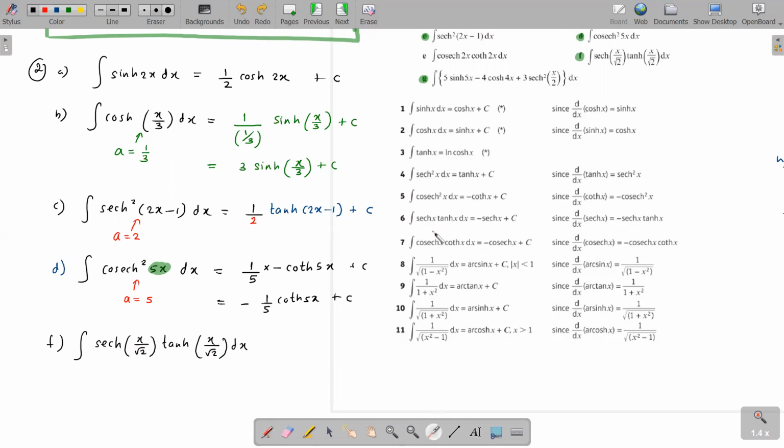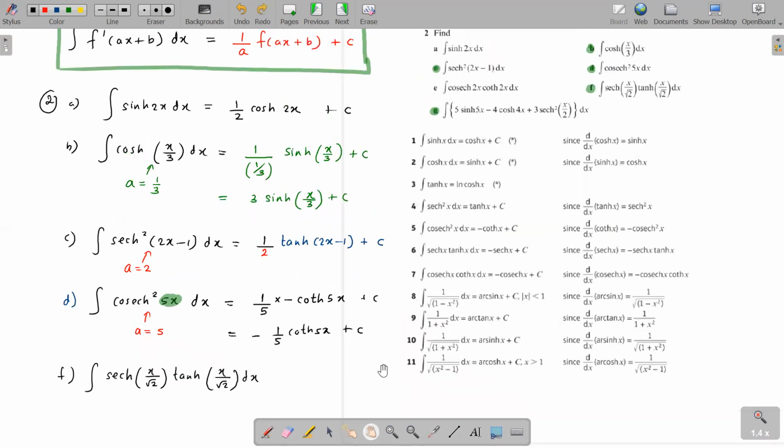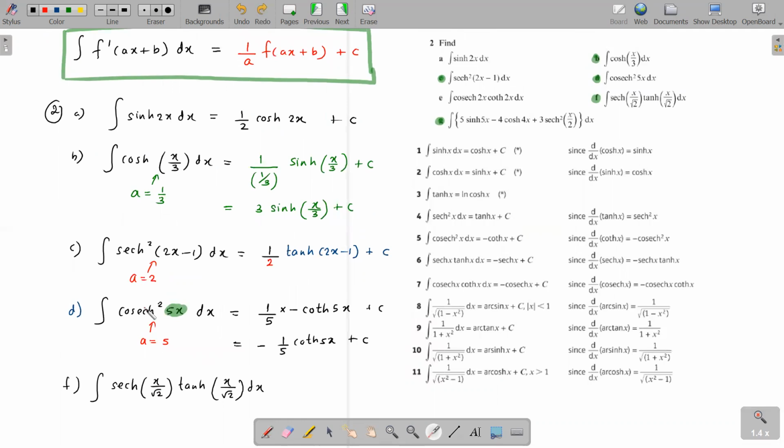So this gives me minus sech x, right? And then make sure it's generalized as well. What is the a value here? It's ax, so it's x over root 2. What is the coefficient of x? It's going to be 1 over root 2. Okay, your a value will be 1 over root 2 in this case.